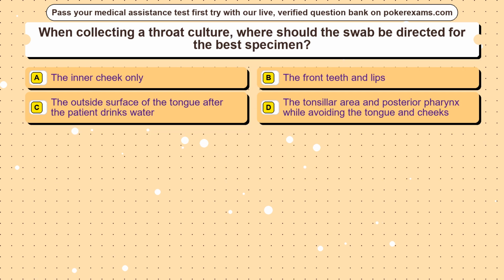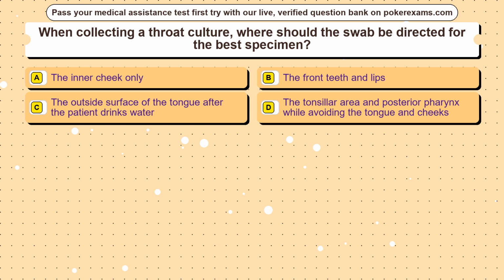Question 20. When collecting a throat culture, where should the swab be directed for the best specimen? Option A, the inner cheek only. Option B, the front teeth and lips. Option C, the outside surface of the tongue after the patient drinks water. Option D, the tonsillar area and posterior pharynx while avoiding the tongue and cheeks.